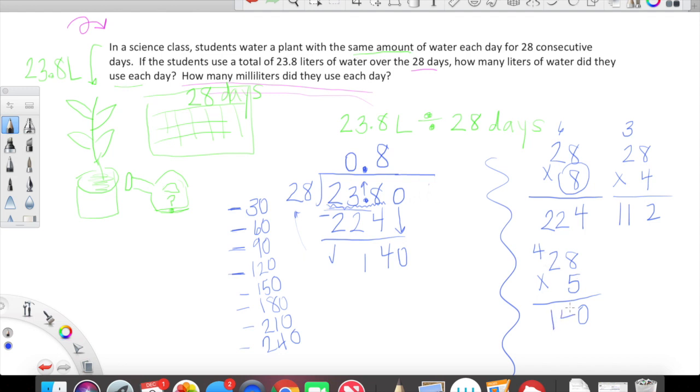Oh, I love when this happens. 140. Why am I so excited about the fact that 28 times 5 is 140? Because what we're working with is 140. Yes. Okay, so 5, you're coming with me.